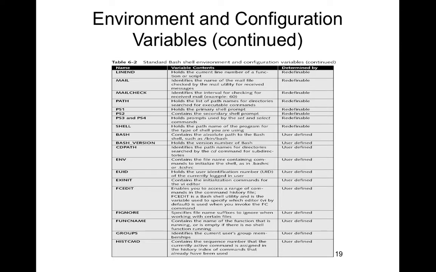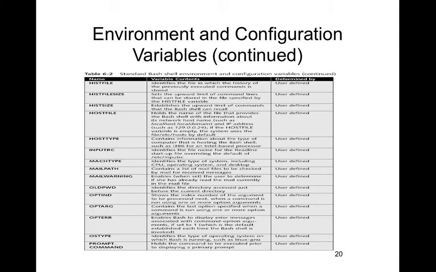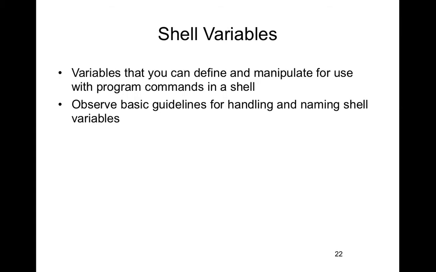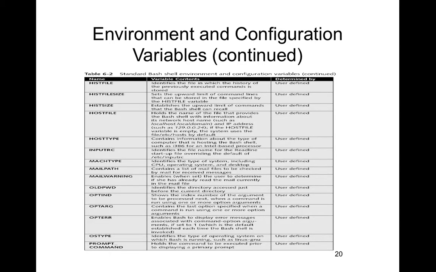Here's some more. I'm not going to go through all of them, but these are some more common ones as well. MAILCHECK, PATH, ENV, which is actually your environment. GROUPS, what groups do you belong to? Actually, I don't know if I belong to any groups. So more stuff here. I'm just going to kind of thumb through here. PWD, you saw that one. RANDOM, TERM, user ID. So these are called environment variables.